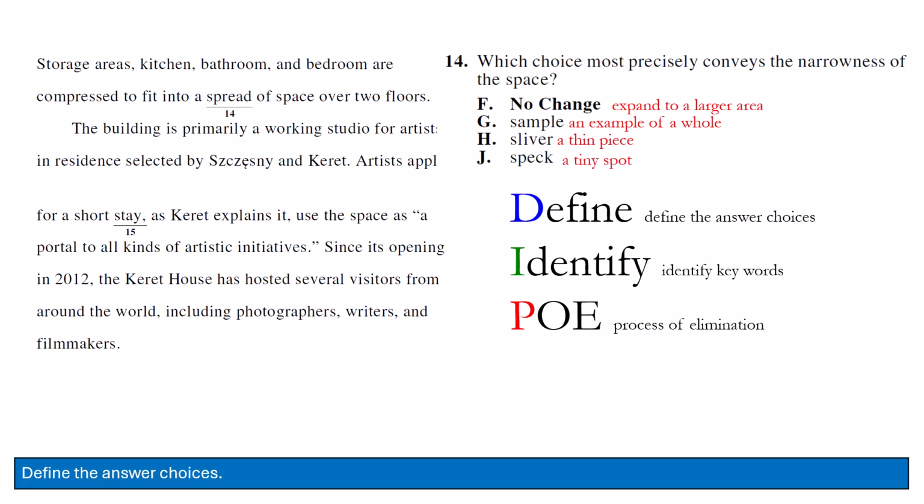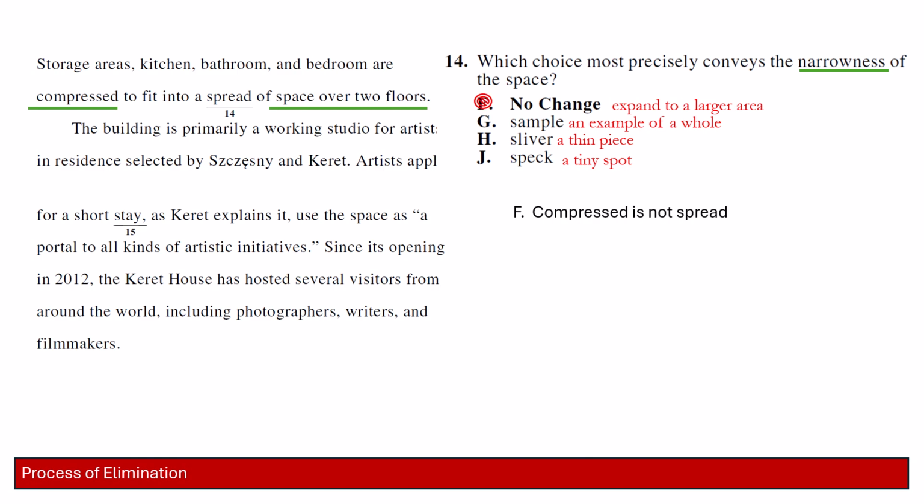I think we already know probably the answer is sliver, but let's identify keywords, right? So it is narrowness from the question, and then in the text we see a space over 2 floors, and it's compressed, so it is smaller, and it's spreading out over 2 floors. So in process of elimination, compressed is not to spread. It's not representation of a whole, right? It's not a bigger piece.